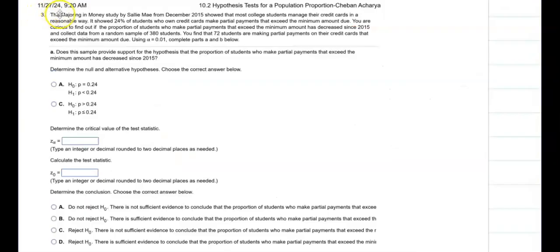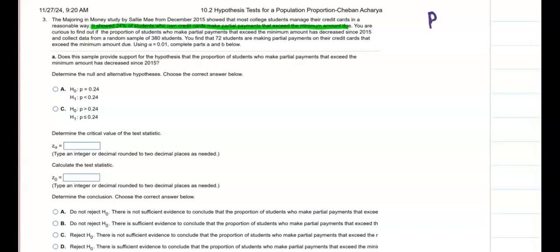Question number 3. The Measuring in Money study from December 2015 shows that most college students manage their credit card in a reasonable way. It shows that 24% of the students who own credit cards make a partial payment that exceeds the minimum payment due. So 24% is going to be the claim value. So here p equals p0, which is 0.24.